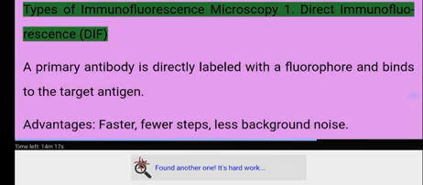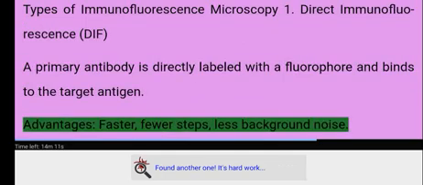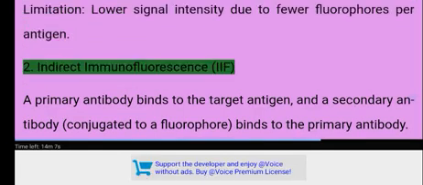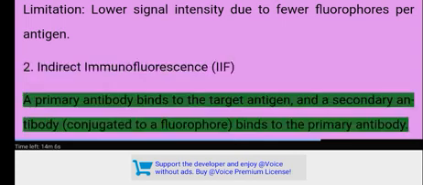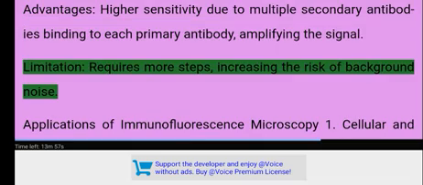Types of immunofluorescence microscopy. 1. Direct immunofluorescence, DIF. A primary antibody is directly labeled with a fluorophore and binds to the target antigen. Advantages: faster, fewer steps, less background noise. Limitation: lower signal intensity due to fewer fluorophores per antigen. 2. Indirect immunofluorescence, IIF. A primary antibody binds to the target antigen, and a secondary antibody conjugated to a fluorophore binds to the primary antibody. Advantages: higher sensitivity due to multiple secondary antibodies binding to each primary antibody, amplifying the signal. Limitation: requires more steps, increasing the risk of background noise.